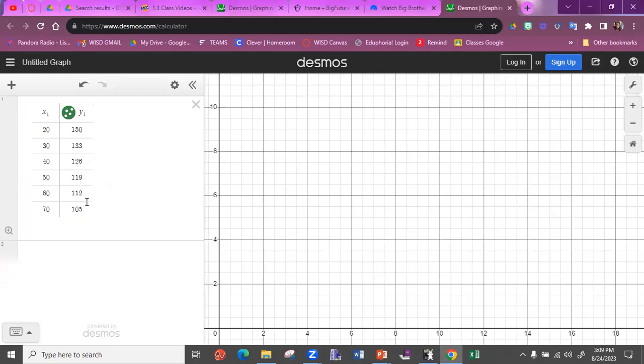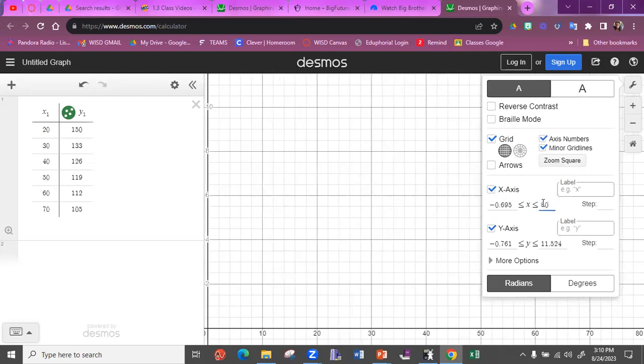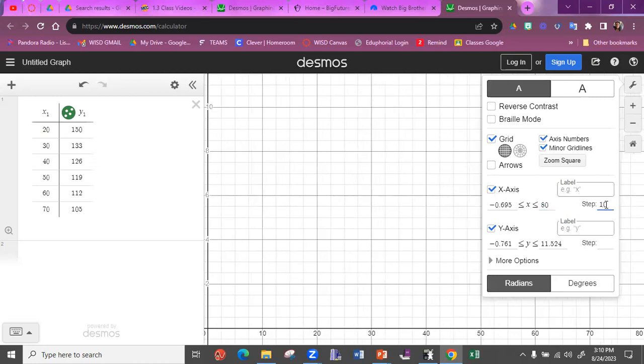The answer is no. So we're going to click on the little tool button here and adjust the max and min values of our X and Y. Does that make sense? So I'm going to click here. Now, what would be a good max for my X value? 70 or higher, right? I'm going to go with 80, so I have a little extra. And I'm going to count by 10 because I don't want a whole bunch of lines. On my Y, what would be a good max value? 177.